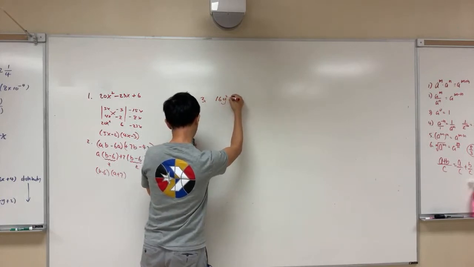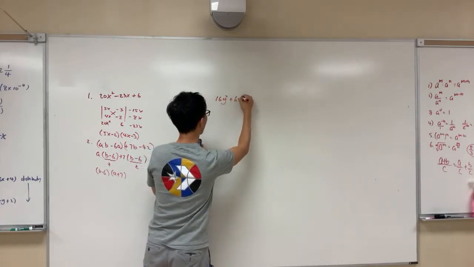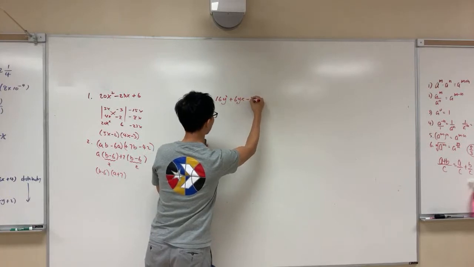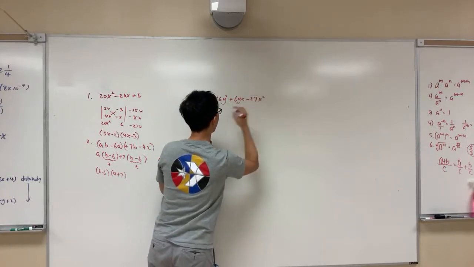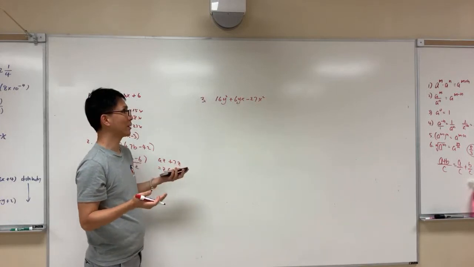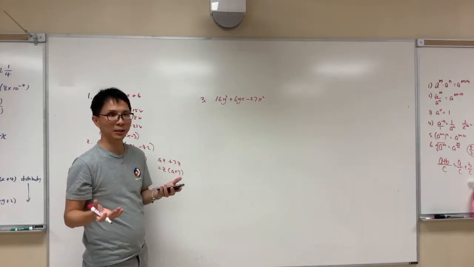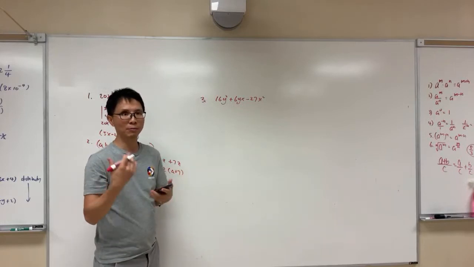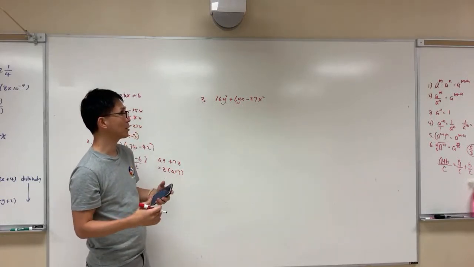16y squared plus 6yx minus 27x squared. This one's a little bit more difficult because it has a mixed term, y and x. So the box really comes in handy. I always introduce people to the box method because it comes in handy.